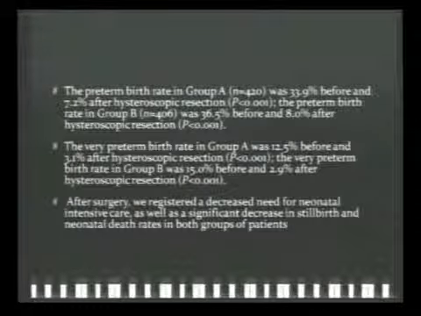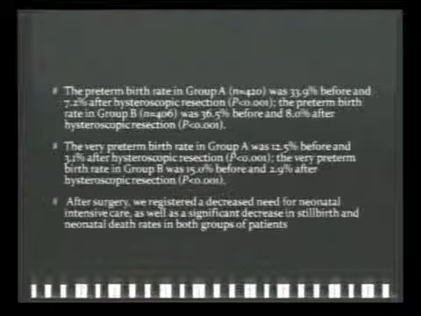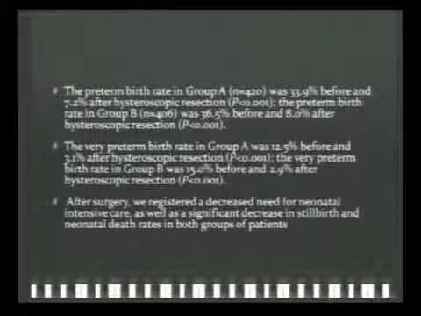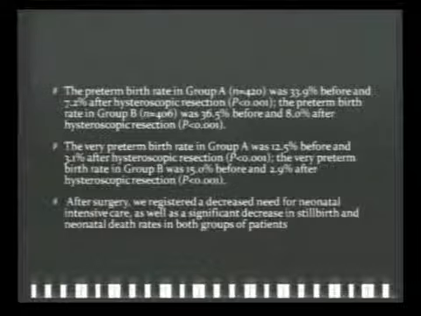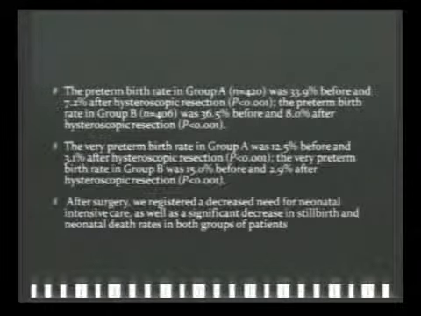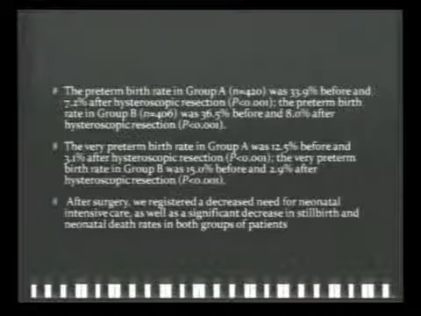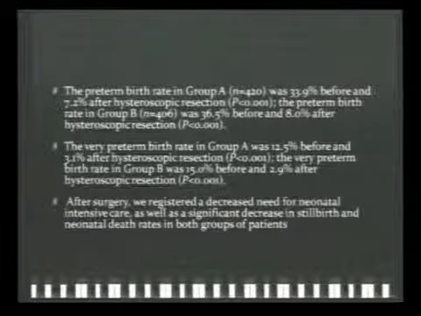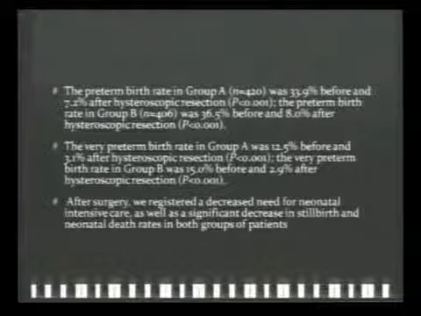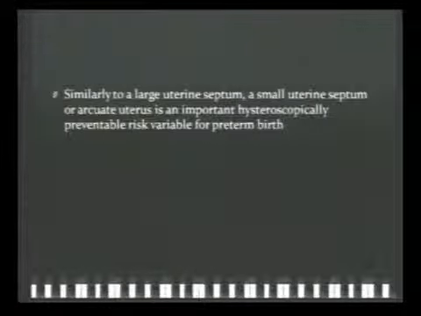Another observational study included 900 singleton deliveries of 800 women respectively, and the perinatal outcomes were analyzed. A small uterine septum was defined as having a length of 1.3 to 1.5 centimeters. When we look at the data, the preterm birth rate in group A was 40% before the surgery and 7% after the endoscopic resection, and the preterm birth rate in group B was 40% before and 8% after the endoscopic resection. This trial clearly shows that surgery improves the perinatal outcome of patients with septum.